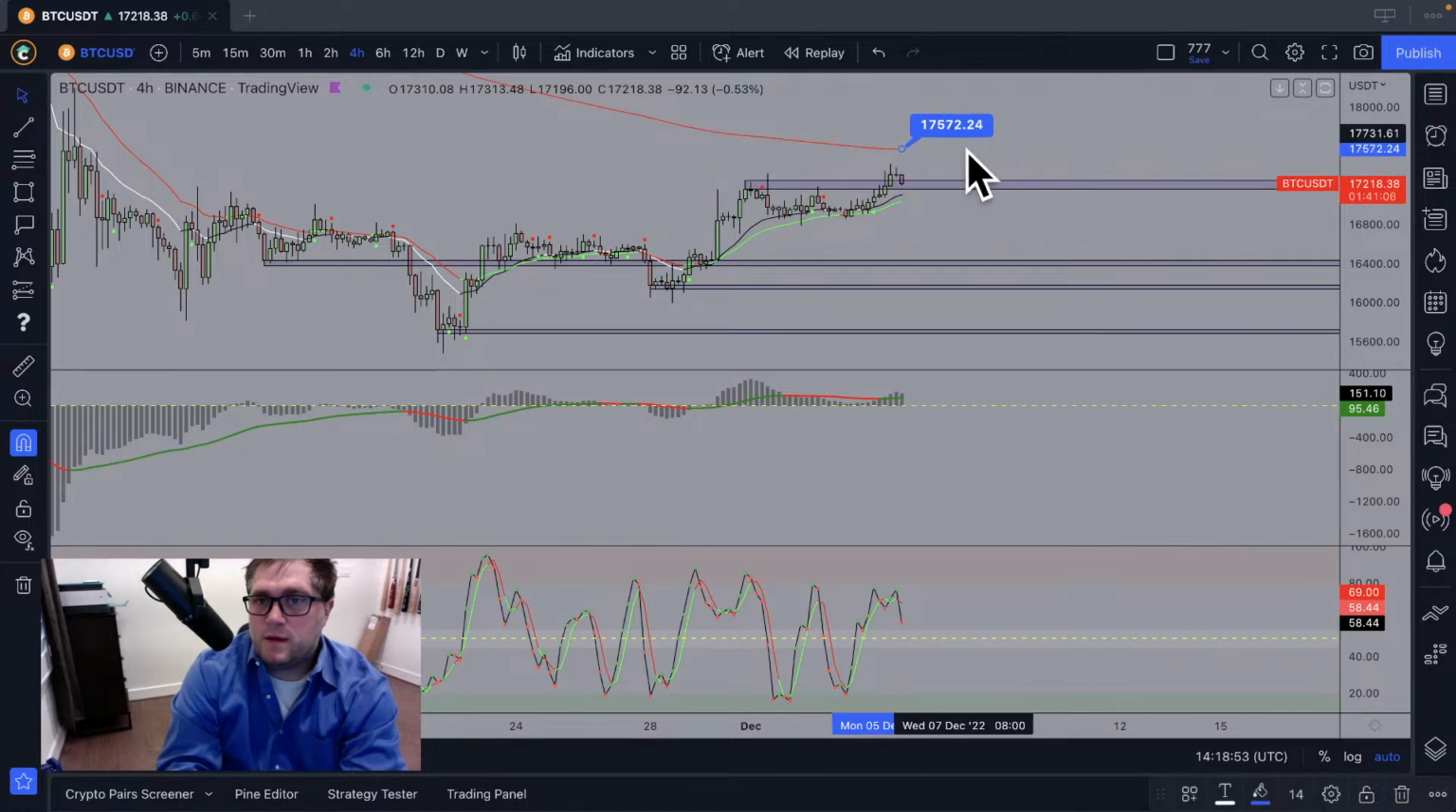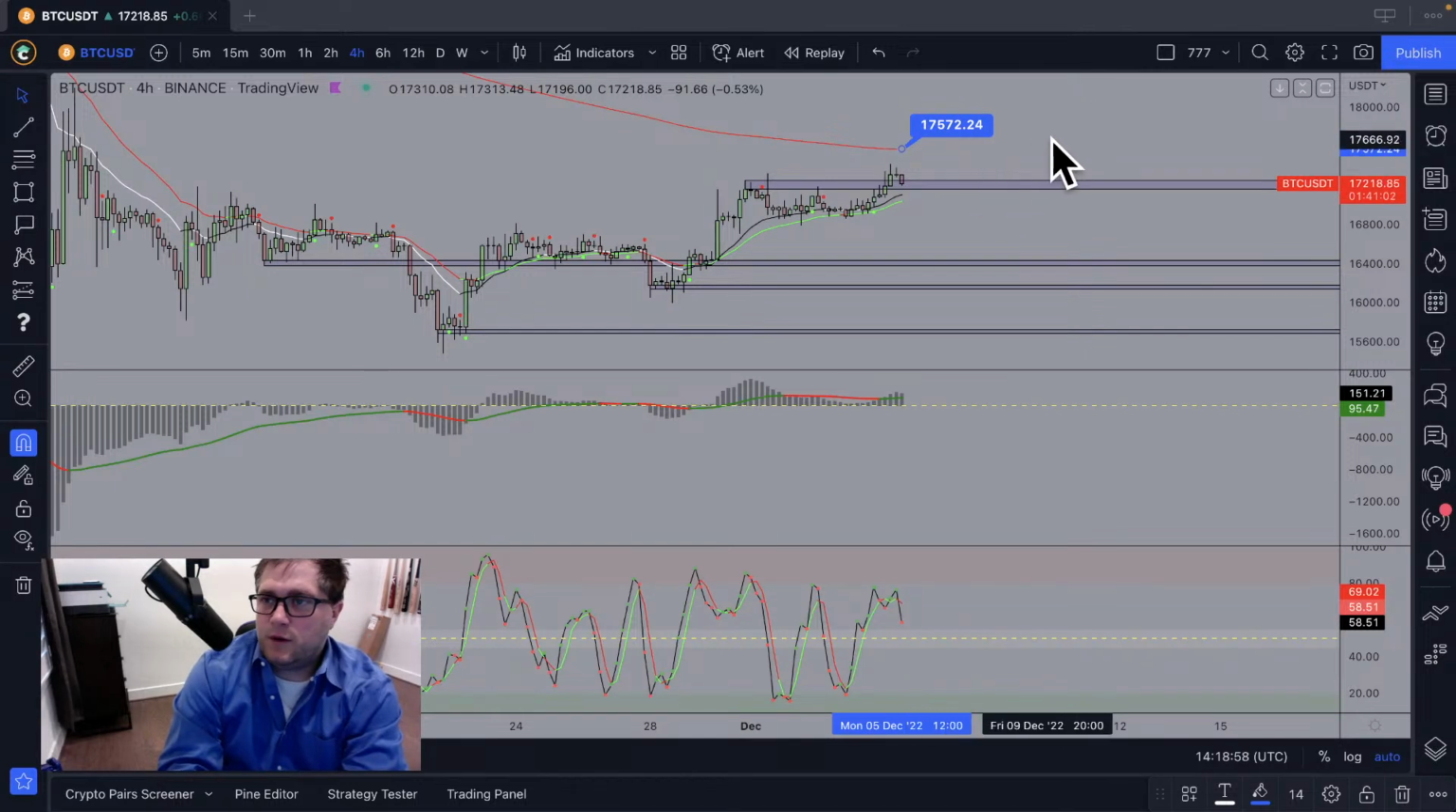So right there, it's at 17,572. So anywhere close to that would be a good shorting position for you because it's clearly pointing down. Even if it jumps up 1% or so, you just dollar cost average into it because it's going to come back down.